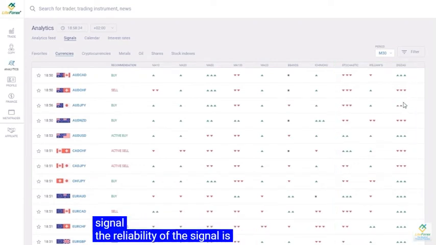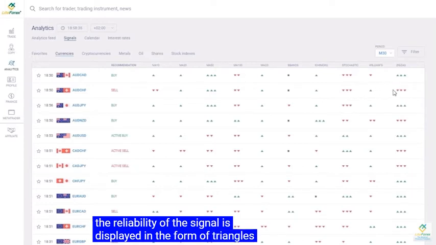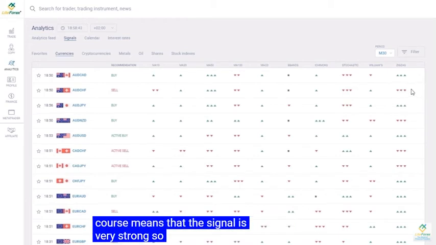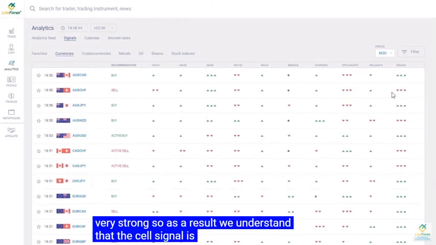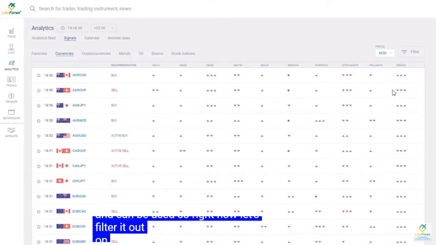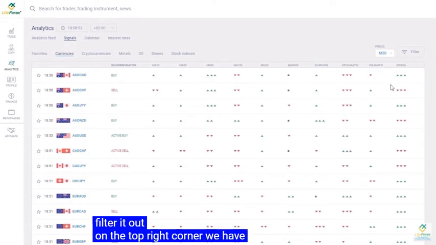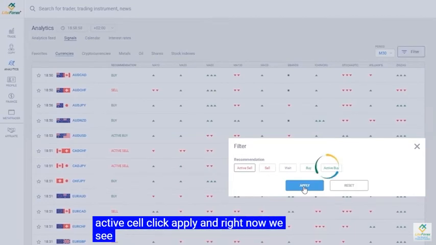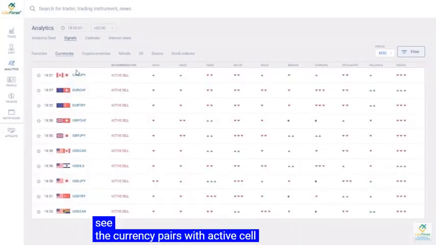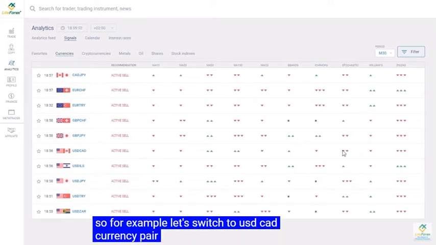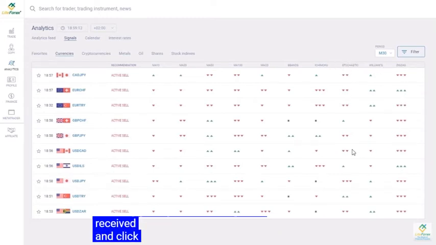The reliability of the signal is displayed in the form of triangles, from 1 to 3 for convenience. Number 3 of course means that the signal is very strong. So, as a result, we understand that the sell signal is very good and can be used. So, right now, let's filter it out. In the top right corner we have the filter, active sell, click apply, and right now we see the currency pairs with active sell signal. So, for example, let's switch to USD CAD, the currency pair by which the signal is received, and click on its ticker.